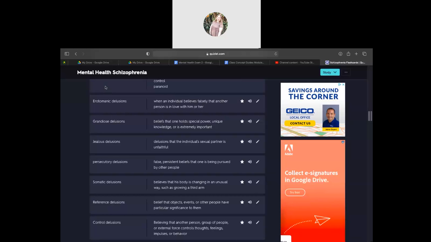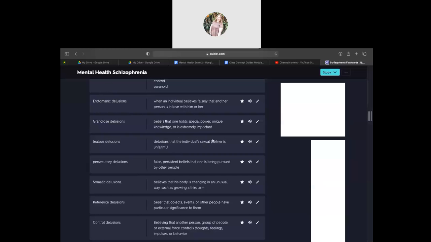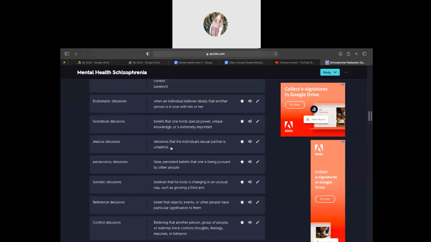Grandiose delusion. They have special power, unique knowledge, or are extremely important. Maybe they think that they're a Hollywood celebrity when they're not. That's a grandiose delusion. Maybe they think that they're the president. That's a grandiose delusion. Jealous delusions is when an individual thinks their sex partner is unfaithful, so they think that their husband is going to see another woman when they're not.